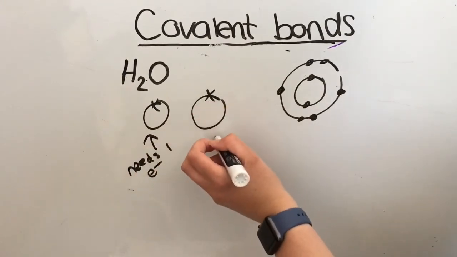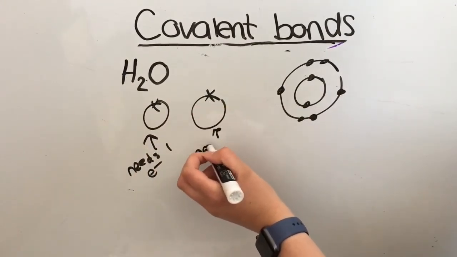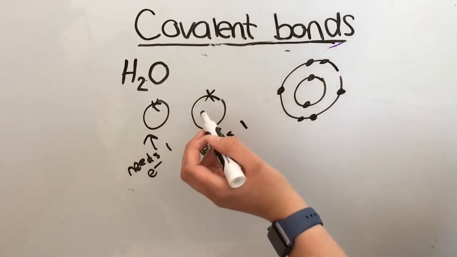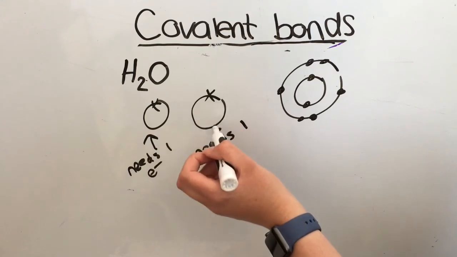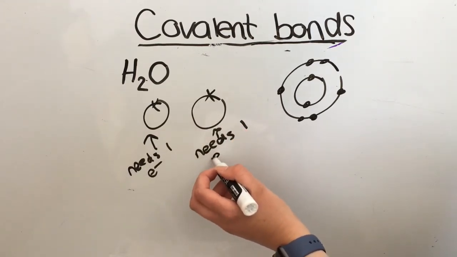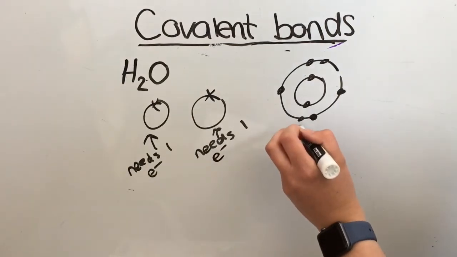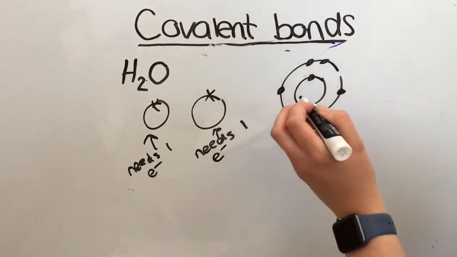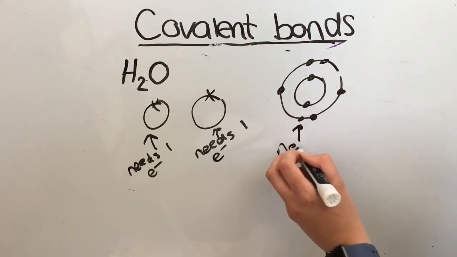electron. This one also needs 1 electron because, and if you're thinking, well, no, it needs 7 electrons, it doesn't need 7 electrons because it's the first shell. You can only put 2 in the first shell, so it just needs 1 electron. In this shell, we've got 6 at the minute. It's got a maximum of 8 in the second, so it needs 2 electrons.